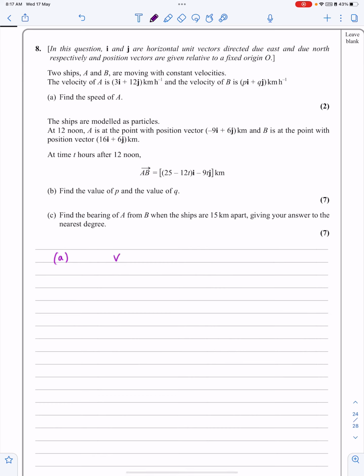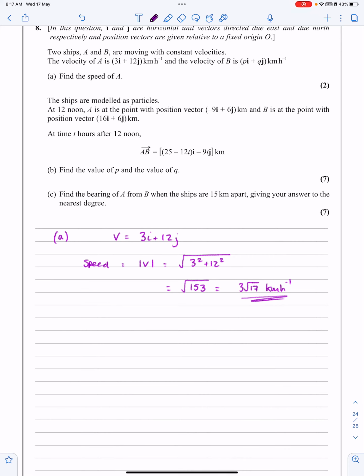If they tell you the velocity of anything, which in this case they've told us is 3i plus 12j, and they then want the speed, it's just the magnitude of the velocity. So it's just going to be the square root of 3 squared plus 12 squared, which is the square root of 153. You can leave it however you want. You can put it as 3 root 17. You can put it as some sort of decimal if you want. Kilometers per hour. So nice little gimme for 2 marks there. Let's go on and look at the rest of the question.